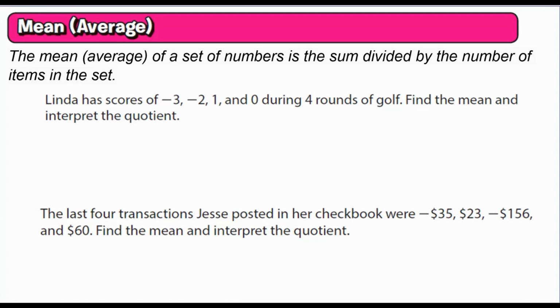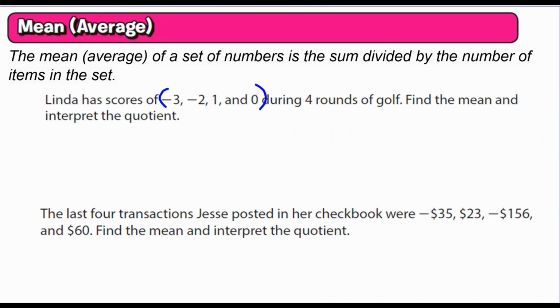So let's take a look at a couple examples here. We have Linda, and she had scores of -3, -2, 1, and 0 during 4 rounds of golf. So here are her scores, and then she had 4 rounds, 1, 2, 3, 4. And then we're going to find the mean and interpret the quotient. We're just going to find the average and find out what that means.